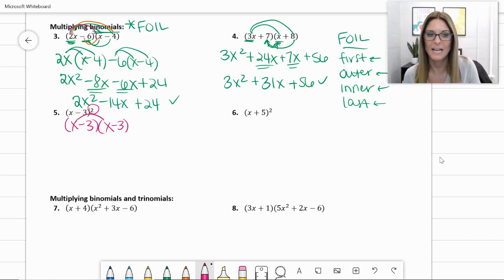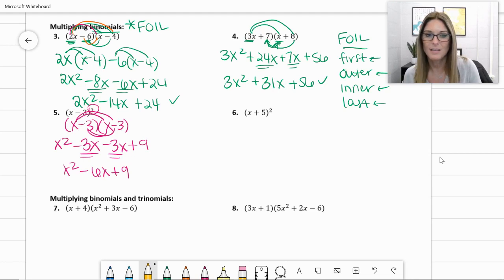First, the x times the x, the first two terms get multiplied to give us x squared. Outer, or the outside terms, get multiplied together to give us negative 3x. Inner, or inside terms, give us another negative 3x. And last, the last two terms from each binomial, negative 3 times negative 3 is a positive 9. Combining those like terms in the middle, our final answer, x squared minus 6x plus 9.